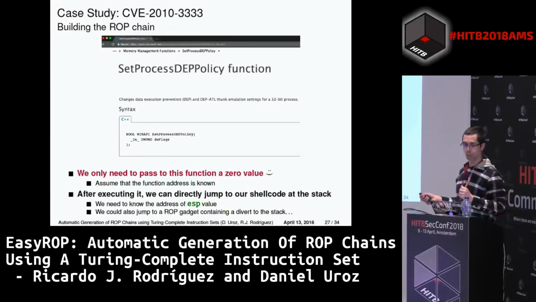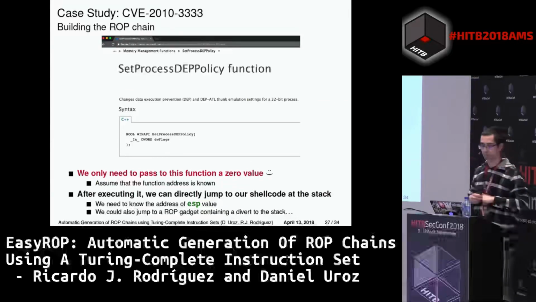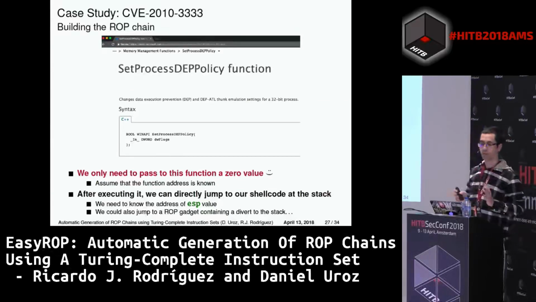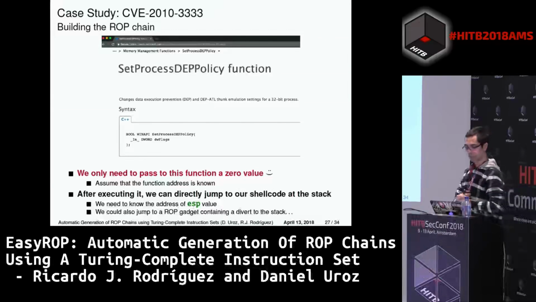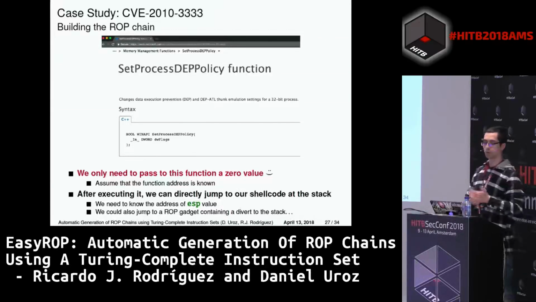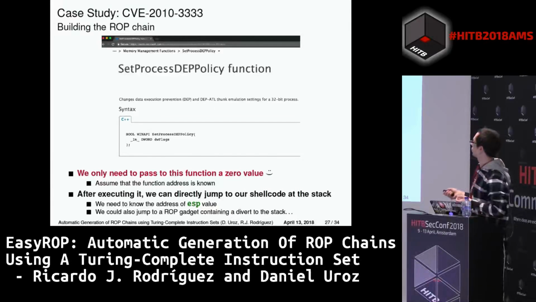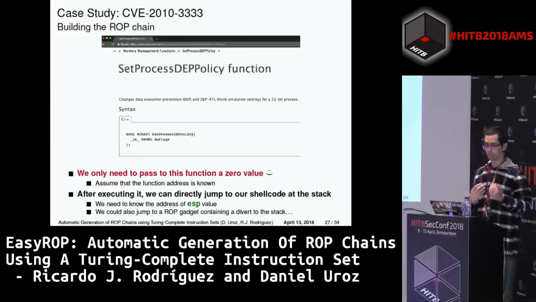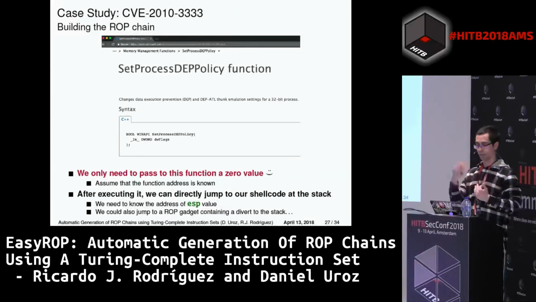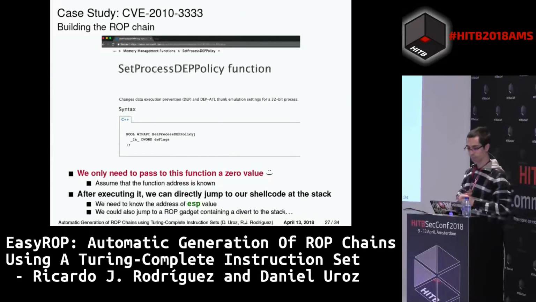So, how can we build a ROP chain in Windows? Consider that we have a Windows 7 in which, with EMET, we have activated the Data Execution Prevention defense policy. In that case, we need to call this function, SetProcessDEPPolicy, that, as you see, will receive just a Boolean flag, true or false, depending on whether you want to enable or disable the DEP policy.